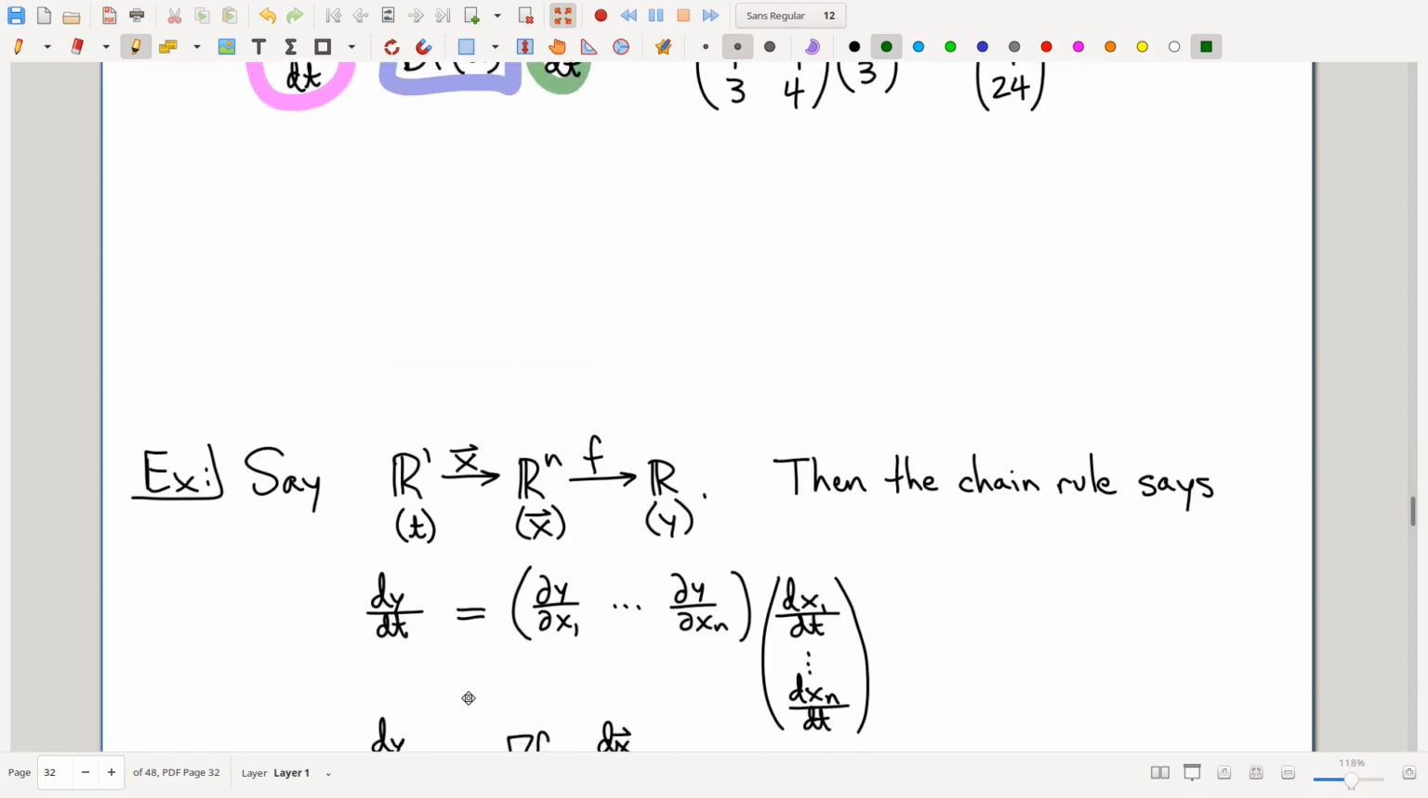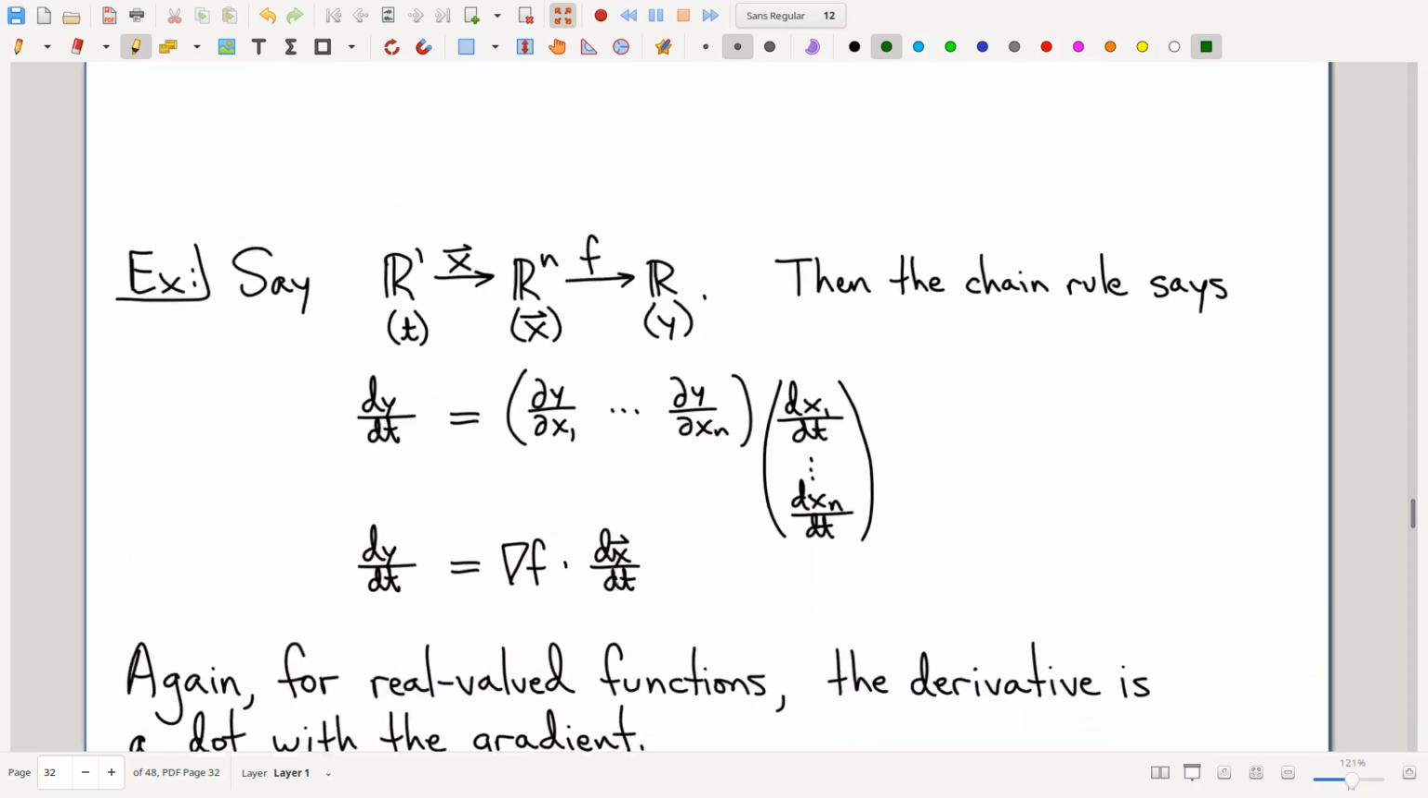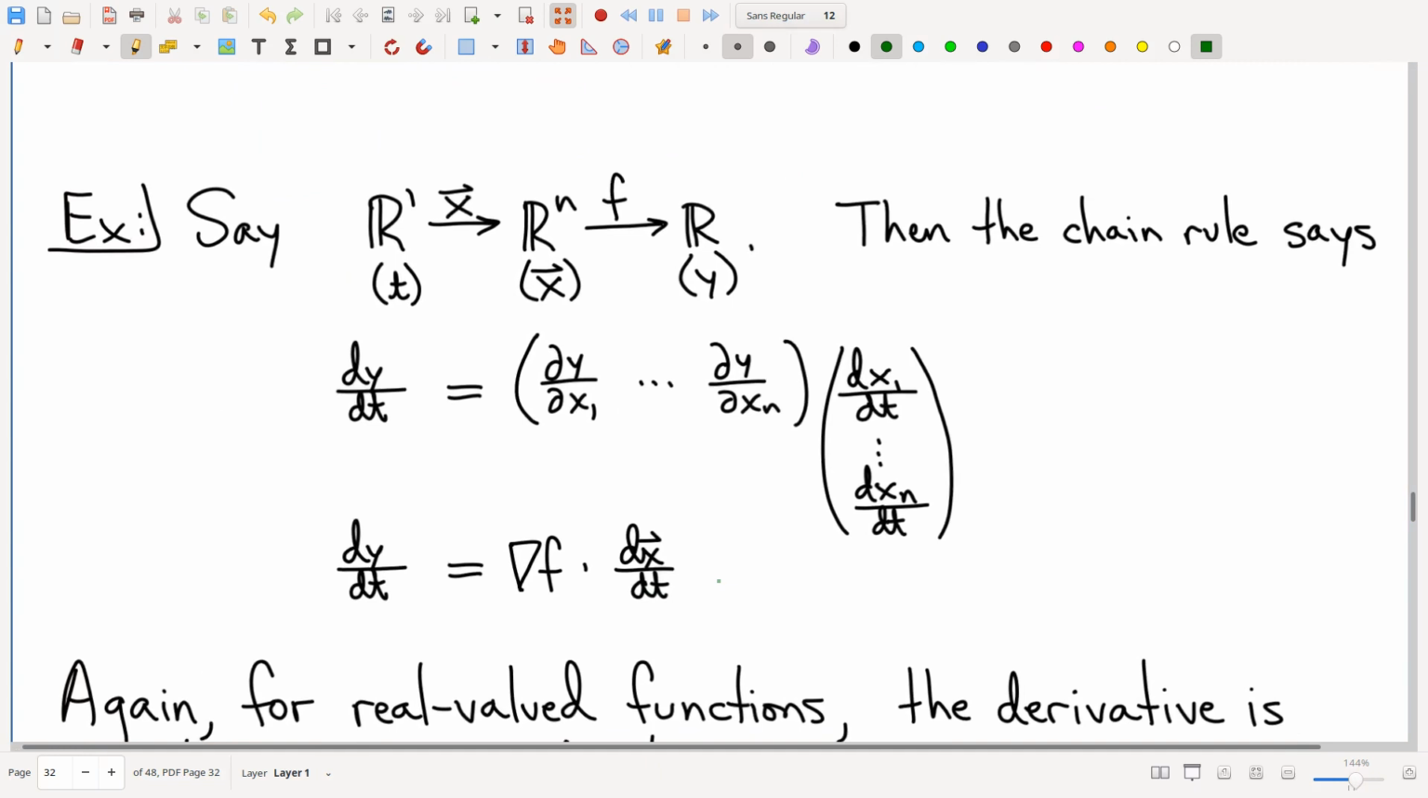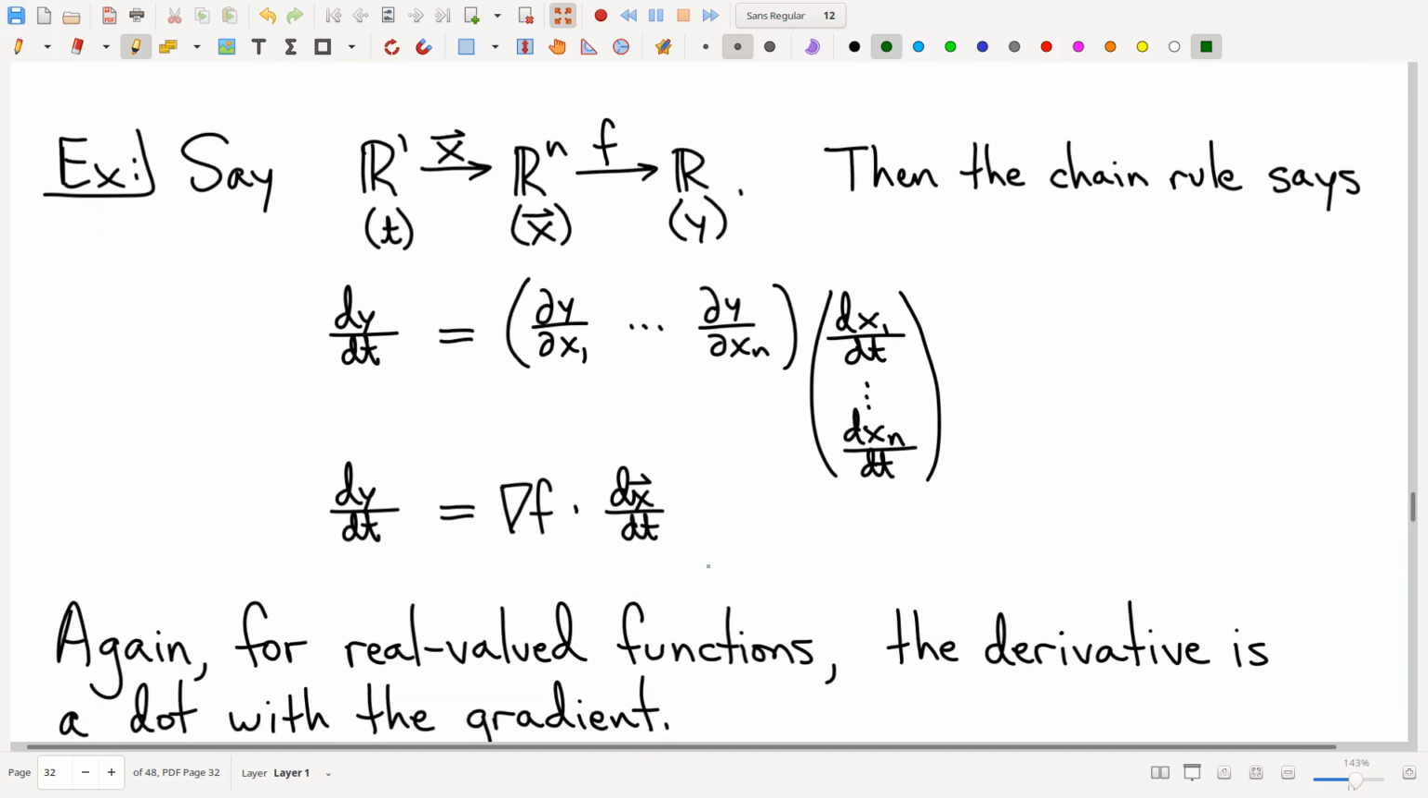Okay, here's another special case. This is a special case of our special case that we just saw. What if, in addition to having only one input variable, we also have only one output variable?